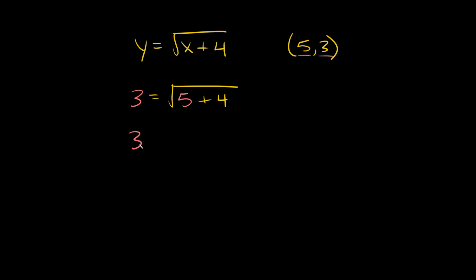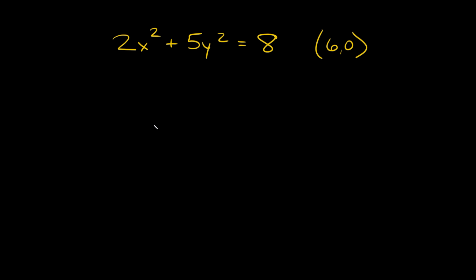All right, so here we get that 3 is equal to the square root of 5 plus 4, which is 9, and the square root of 9 is equal to 3, right? So here we simply get that 3 is equal to 3, all right? So we get a balanced equation. So again, that means this point does lie on the graph of this equation.